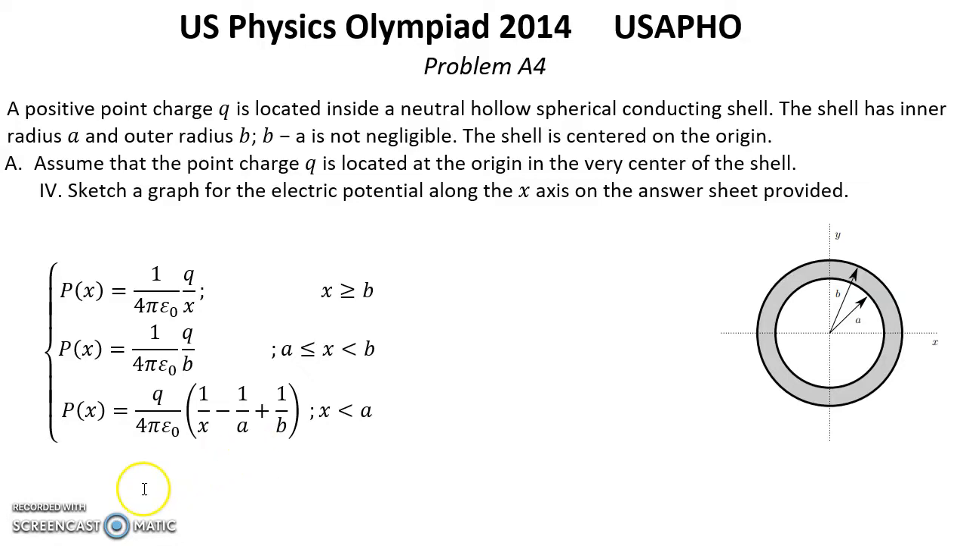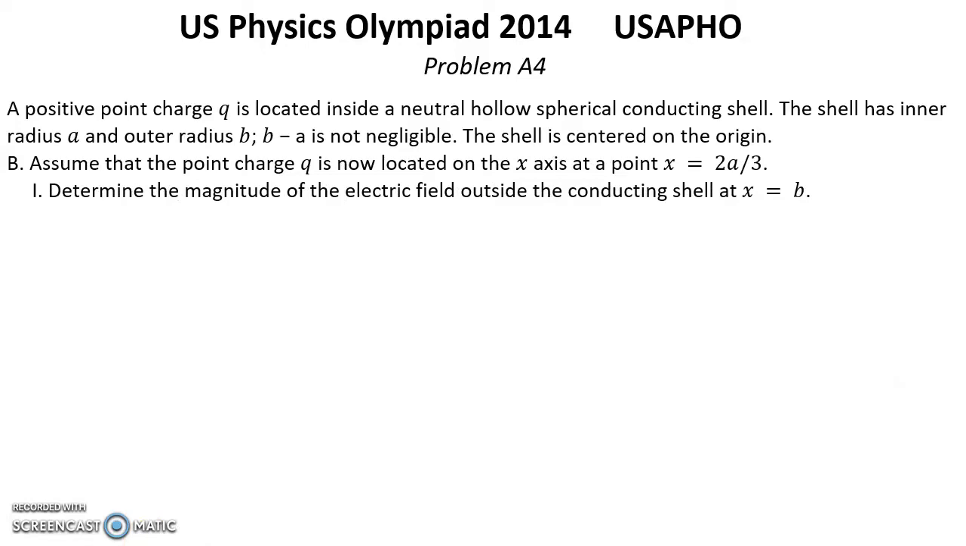If we sketch this, that will be like this. For x greater than b, we have the regular potential for a point charge. Here between a and b, that's constant, and for less than a, that will be shifted by a constant. So that's the answer for question 4.